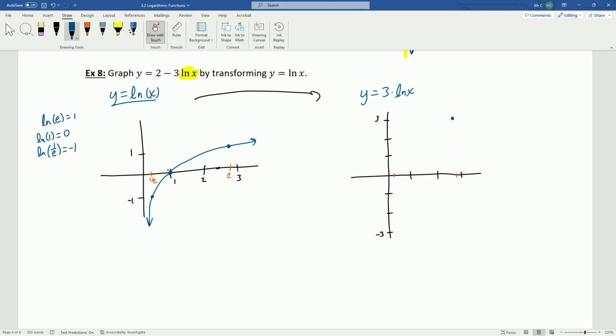Now, of course, the y value here is 0, so it's still going to be 0. 0 times 3 is 0. And here the y value is negative 1, so when I multiply it by 3, I get negative 3. Okay, so that was a vertical stretch by a factor of 3. And now we're going to look at y equals negative 3 ln of x. So now we're taking the previous y values and we're reflecting them over the x-axis.